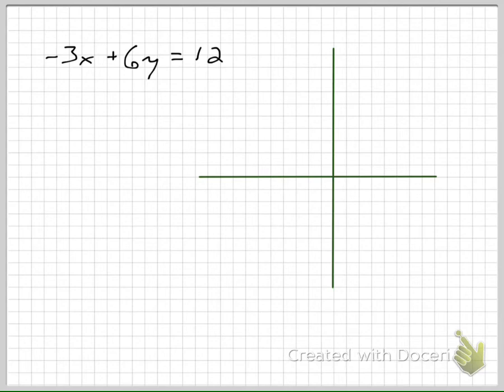We need to know how to graph this. How many points do you need to know in order to graph any linear equation? You need 2. If it's just a line, you need 2. If it's a parabola or an exponential graph, you need more than 2. But for a line, you only need 2, right? So what 2 points are the best 2 points to use? What are they called?